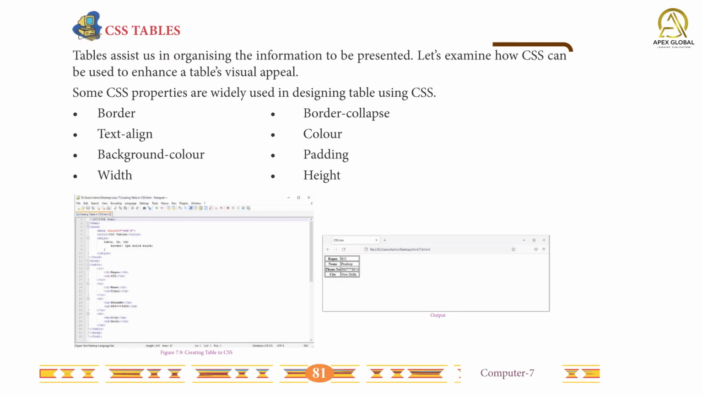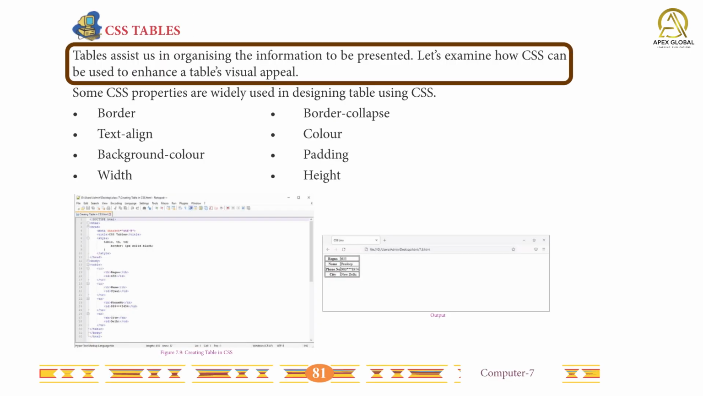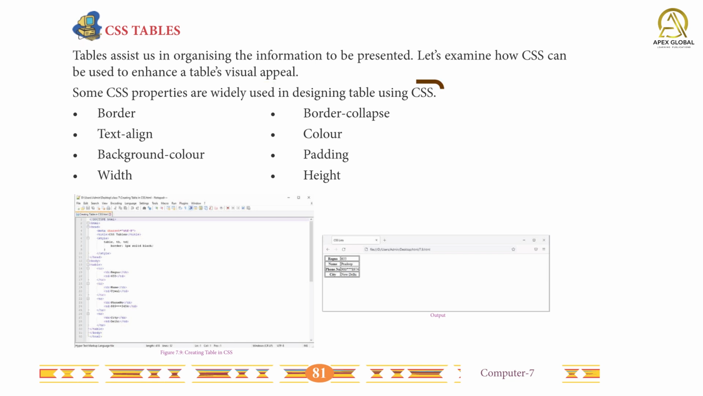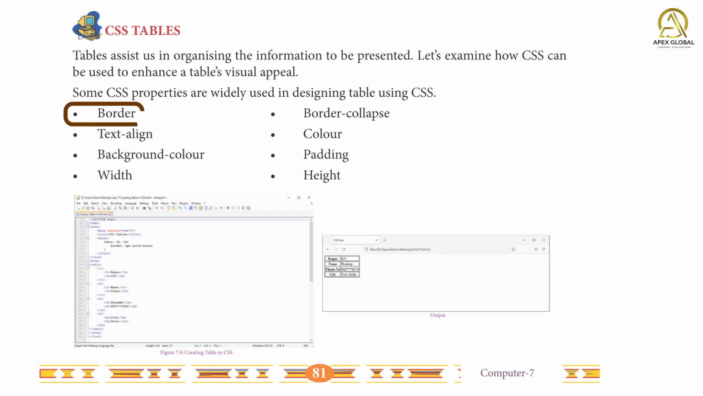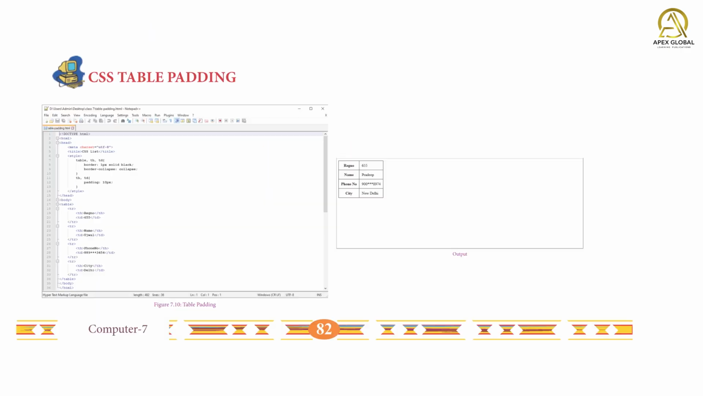CSS tables. Tables assist us in organizing the information to be presented. Let's examine how CSS can be used to enhance a table's visual appeal. Some CSS properties are widely used in designing tables using CSS. Border, border collapse, text align, color, background color, padding, width, height.